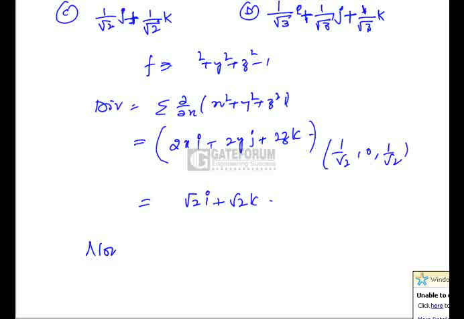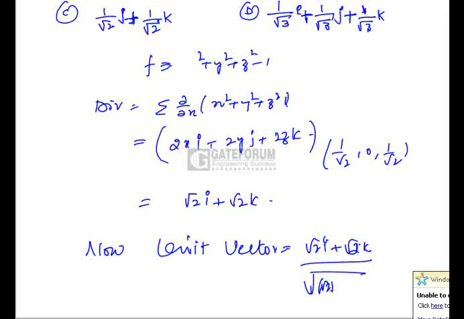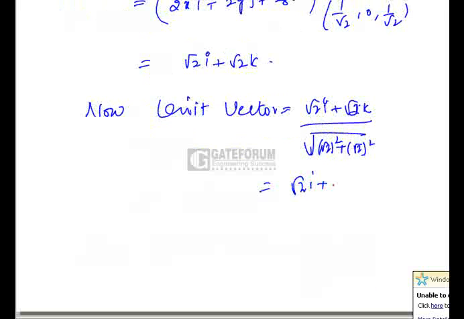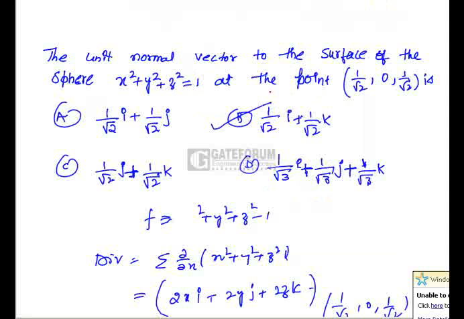Now the unit vector along this is nothing but root 2i plus root 2k by root over root 2 square plus root 2 square, which is nothing but root 2i plus root 2k by 2, which can be written as 1 by root 2 times i plus 1 by root 2 times k, which is nothing but option B.